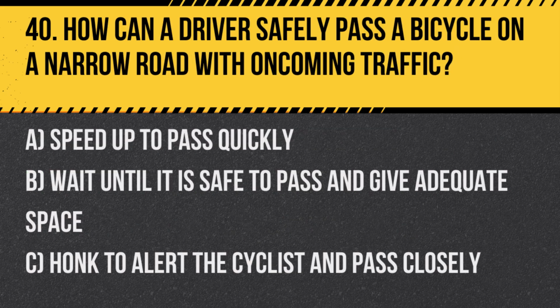Question 40. How can a driver safely pass a bicycle on a narrow road with oncoming traffic? A. Speed up to pass quickly. B. Wait until it is safe to pass and give adequate space. C. Honk to alert the cyclist and pass closely. Answer. B. Wait until it is safe to pass and give adequate space. It's important to ensure the safety of the cyclist by giving enough room.